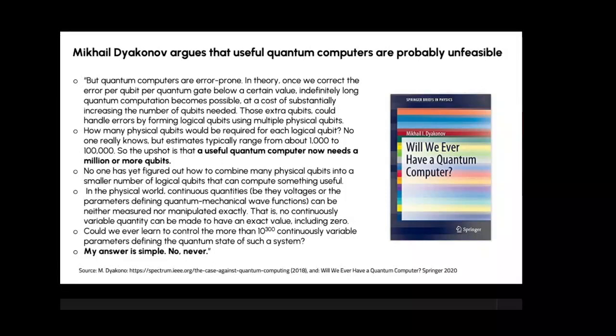Could we ever, and he writes in his text, though this is hard for mathematicians to believe, I know that it is like this because I do these kinds of experiments every day. I've never been able to cool everything to 0 Kelvin. So it's quite funny how he describes it. Could we ever learn to control the more than 10 exponent 300 continuously variable parameters defining a quantum state of such a system? My answer is simple, no, never.